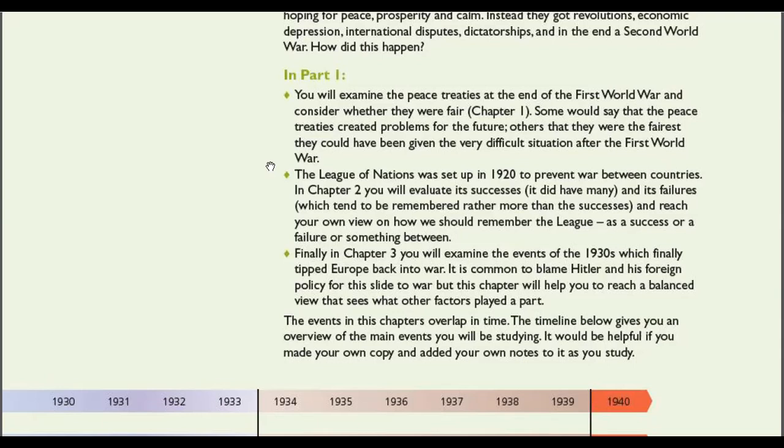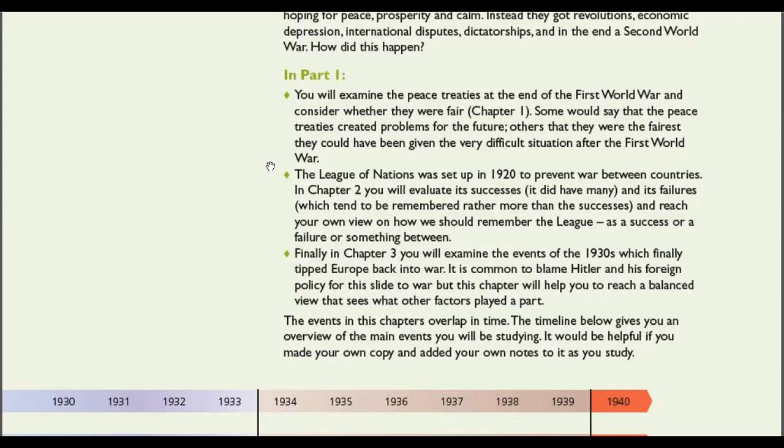To prevent war between countries. In chapter 2, you will evaluate whether it was a success. It had many failures, which tend to be remembered rather more than the successes. Reach your own view on how we should remember the League: whether it was a success, a failure, or something in between.